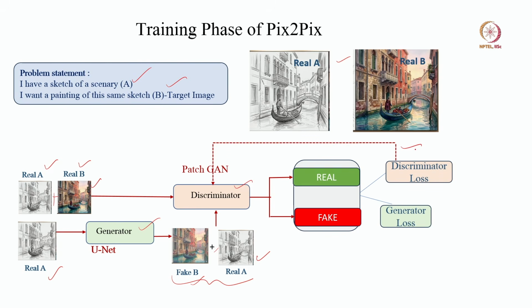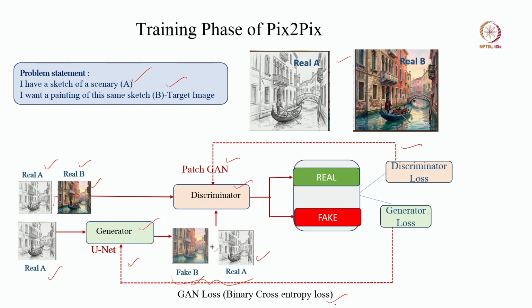The discriminator loss gets back propagated to the discriminator, and fine tuning happens in the process of training the discriminator, whereas generator loss gets back propagated to the generator, and through iterations of training the generator becomes more and more efficient in making fake images look very similar to real images. Okay. So, this is what happens in the architecture of Pix2Pix, and this loss is basically the GAN loss or the binary cross entropy loss. We will look into the details of what exactly it is in the next slides.